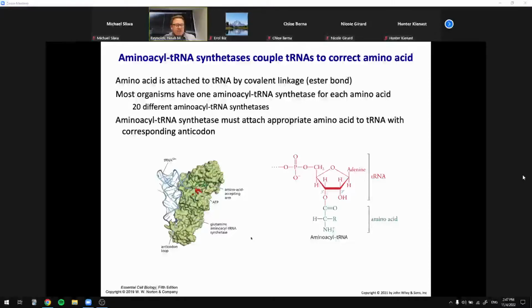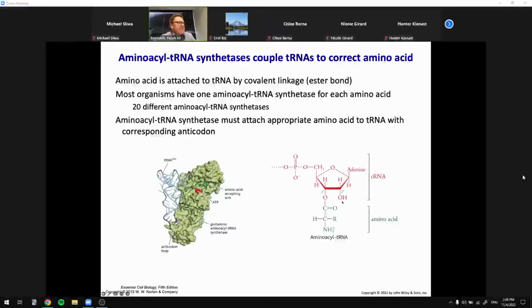And so we have 20 different amino acids, and then we have 20 different tRNAs, so one for each amino acid. And so we also have 20 different aminoacyl tRNA synthetases. So each one, its job is to find the right amino acid and hook it to that particular tRNA. So we have an alanine tRNA synthetase, and its job is to take alanine and tRNA ala, or the tRNA that's for alanine, and hook those two together.